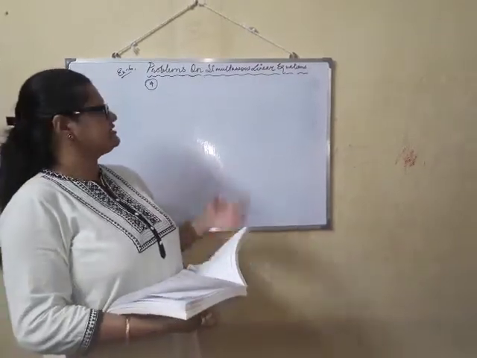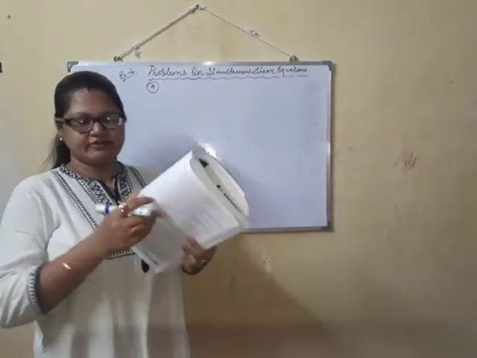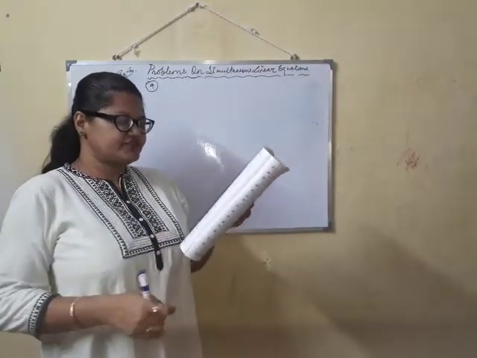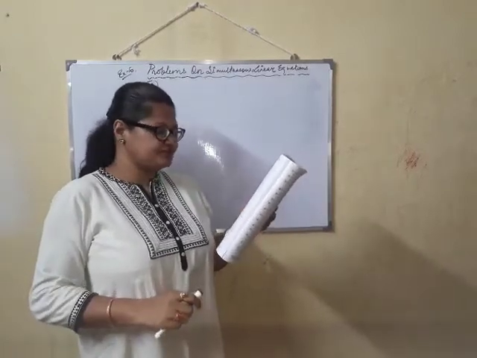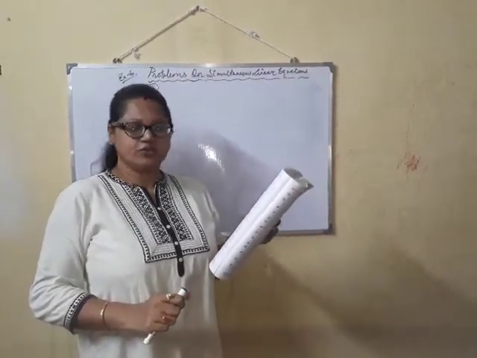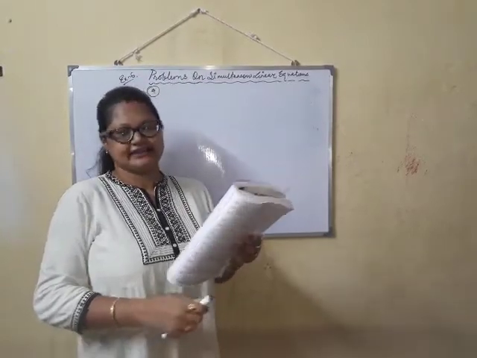So we are starting exercise 6 and I am going to start with sum number 4. Let's see what sum number 4 says. The cost of 5 kg of sugar and 7 kg of rice is rupees 153 and the cost of 7 kg of sugar and 5 kg of rice is rupees 147. They have asked us to find out the cost of 6 kg of sugar and 10 kg of rice.